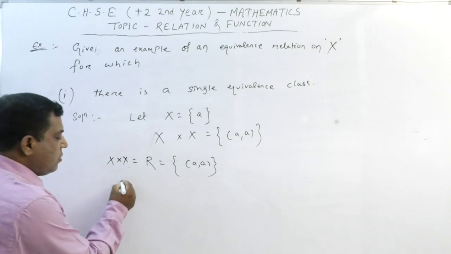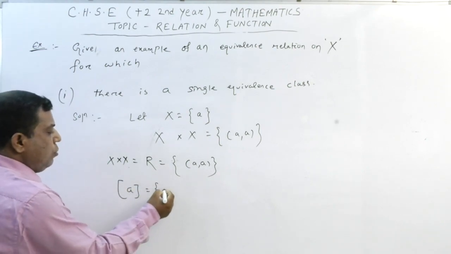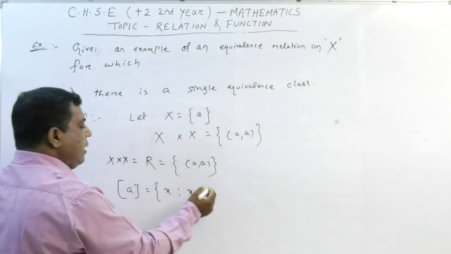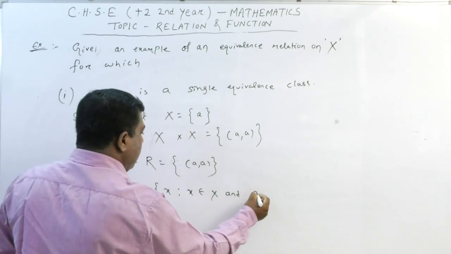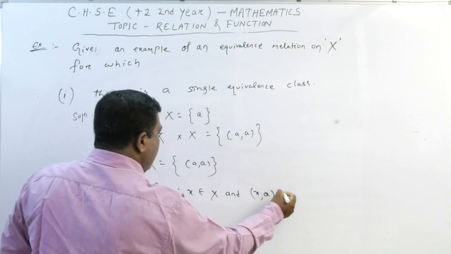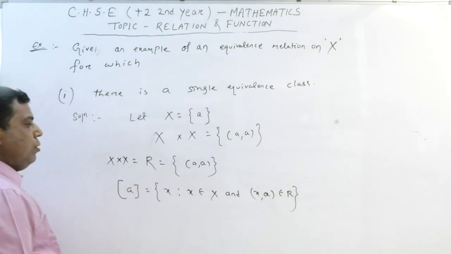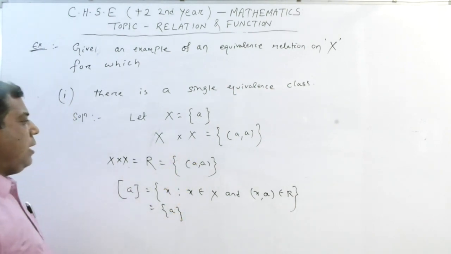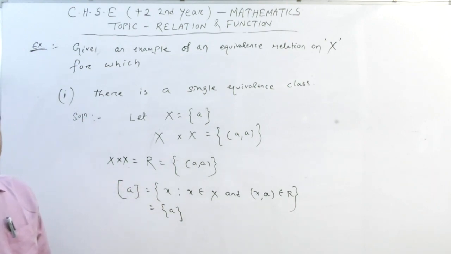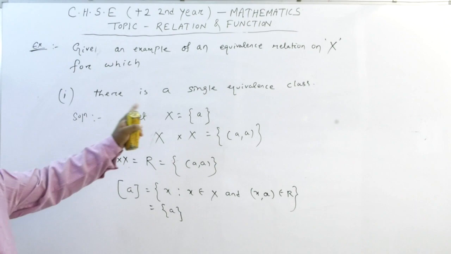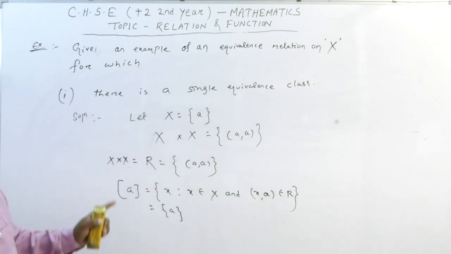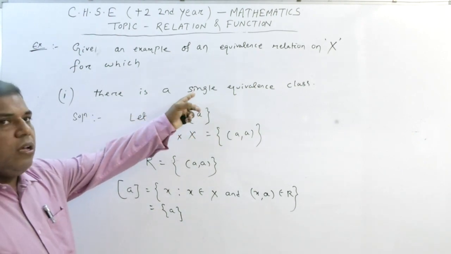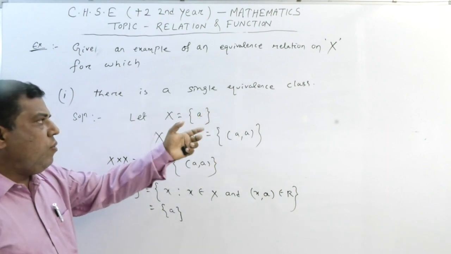Now what is the equivalence class? Here the equivalence class of A means those x such that x belongs to set X and x A belongs to R. Yes or no? So you see A is related to itself. So we are getting only one equivalence class here. In this way we can find a single equivalence class, and for it simply take a single element.